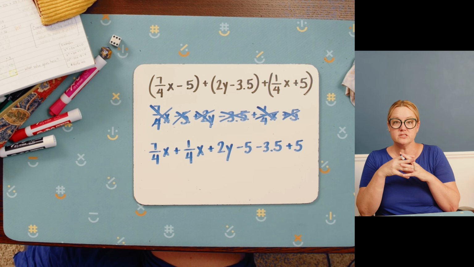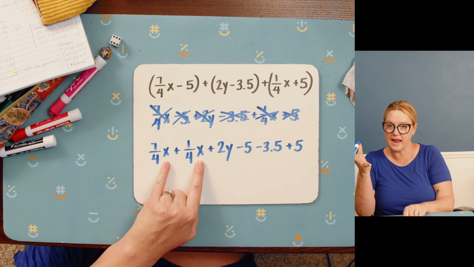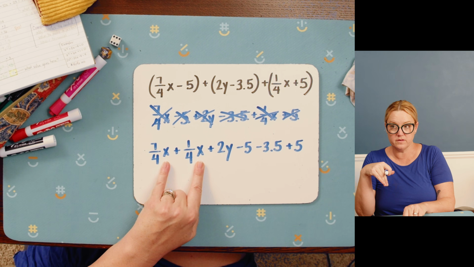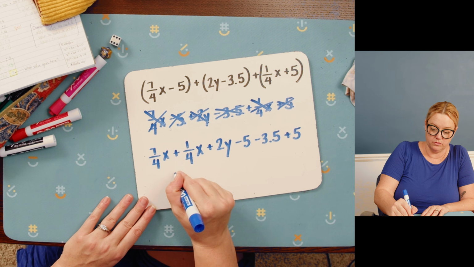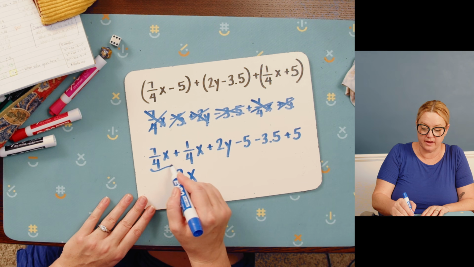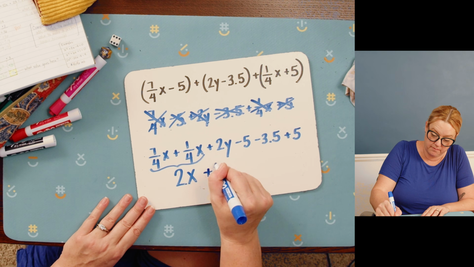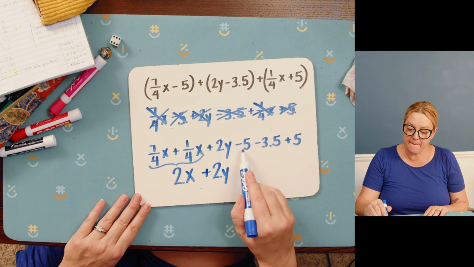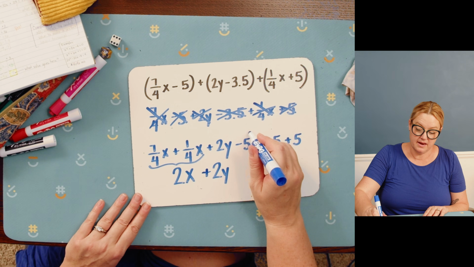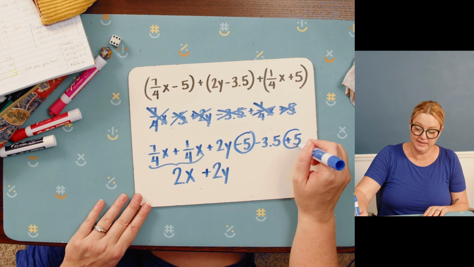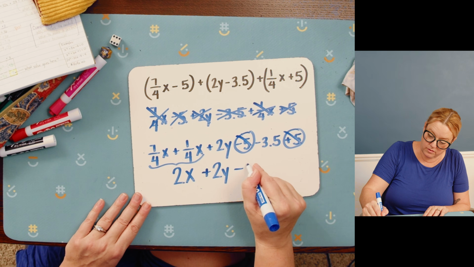Now I can start adding and subtracting them together because I've got x, it's not an x squared or anything, so I can add those together. So 7/4 plus 1/4 gives me 8/4, which is 2. So that becomes 2x. Now this 2y, there's nothing else to combine it with, so that's just going to stay the same. So plus 2y. Now I've got -5 minus 3.5 plus 5. -5 plus 5 gives me 0. So all I have left is a minus 3.5.